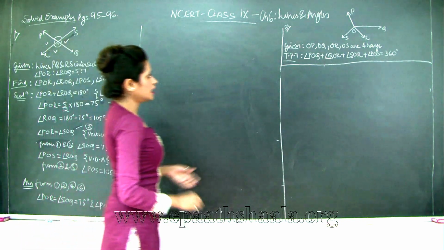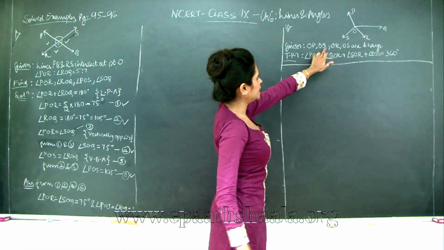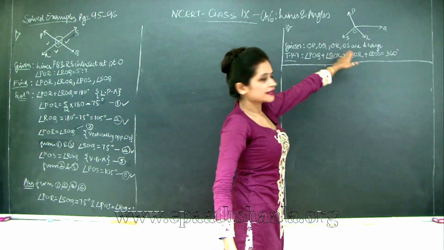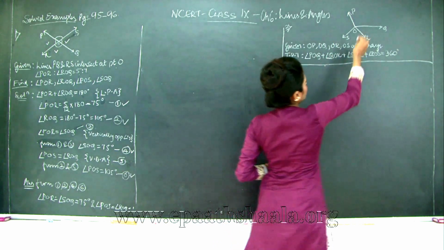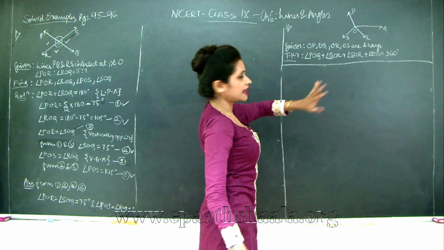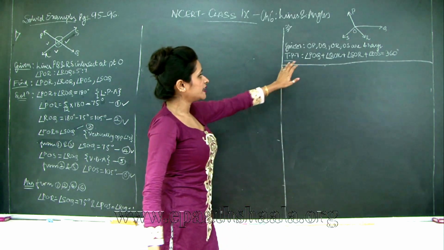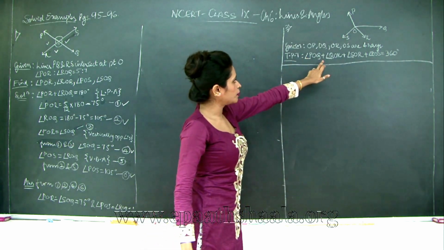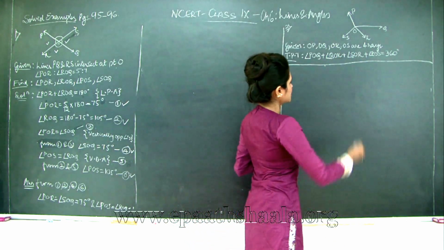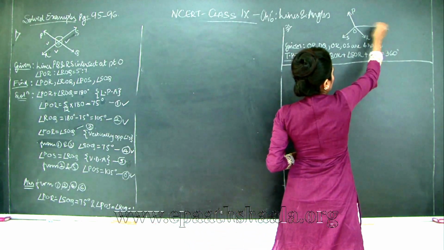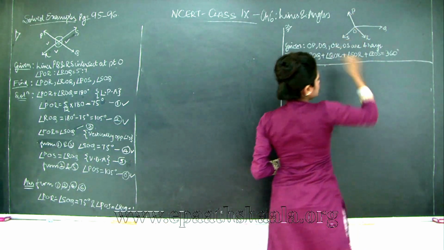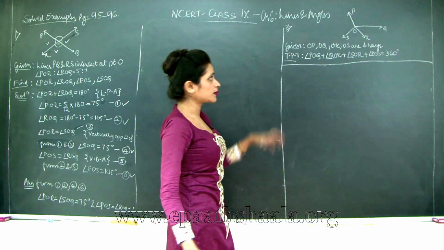Okay. Now given that OP, OQ, OR and OS are 4 rays. So what are the 4 rays? OP, OQ, OR and OS, right? That's the only thing that is given. We need to prove that angle POQ plus QOR plus SOR plus POS is 360 degrees, which is angle POQ plus QOR plus ROS plus SOP or POS is equal to 360 degrees. So how are we going to do that?